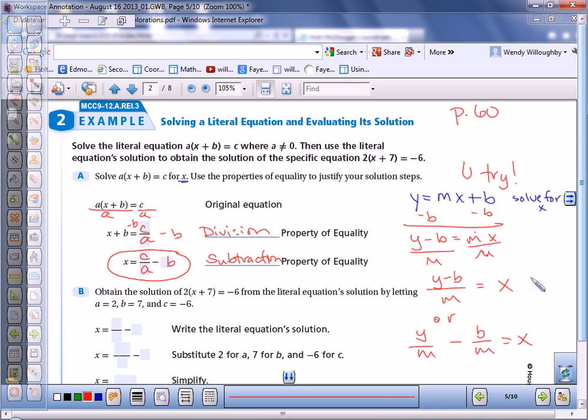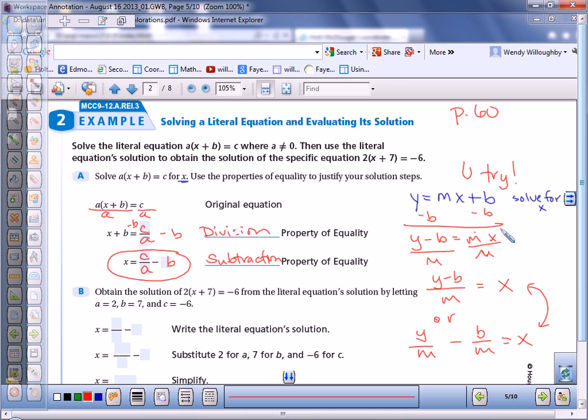All divided by m, or did you write it y divided by m minus b over m equals x? Okay, so both of these are equivalent, and those are both fine. You could write it either way. So what did we use? We used the subtraction property of equality and the division property of equality.